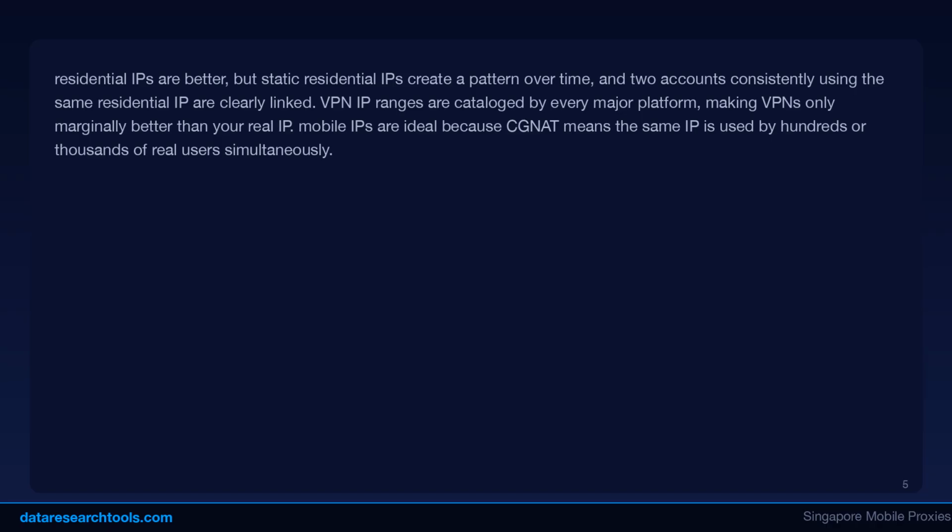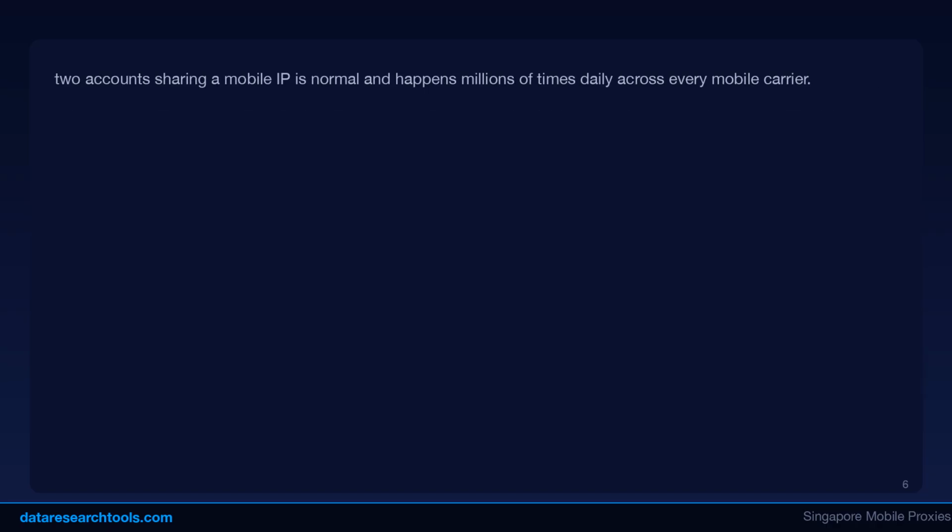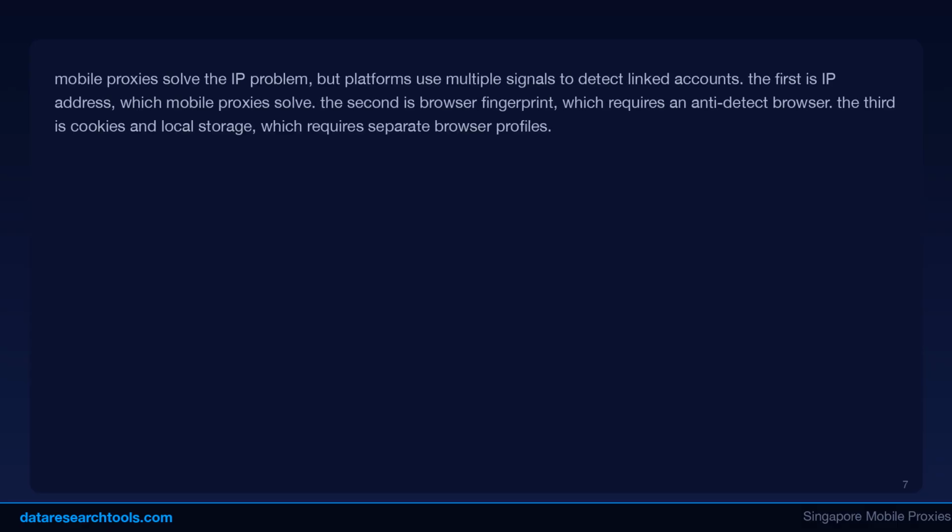Mobile proxies solve the IP problem, but platforms use multiple signals to detect linked accounts. The first is IP address, which mobile proxies solve. The second is browser fingerprint, which requires an antidetect browser. The third is cookies and local storage, which requires separate browser profiles. The fourth covers device identifiers like hardware IDs, WebGL hash, and Canvas fingerprint. The fifth is behavioral patterns including login times, browsing habits, and writing style. The sixth is account metadata such as similar names, the same payment methods, and linked emails or phones. The seventh is network timing, where accounts that always go online or offline at the same times get flagged.